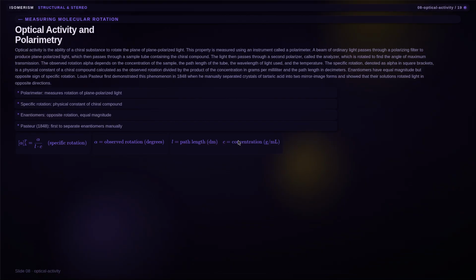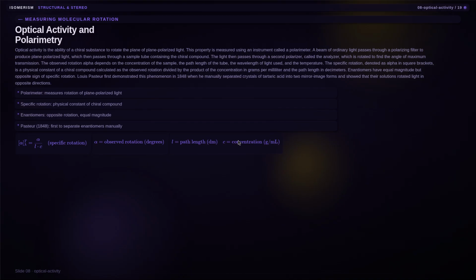A beam of ordinary light passes through a polarizing filter to produce plane-polarized light, which then passes through a sample tube containing the chiral compound. The light then passes through a second polarizer, called the analyzer, which is rotated to find the angle of maximum transmission. The specific rotation, denoted as alpha in square brackets, is a physical constant of a chiral compound, calculated as the observed rotation divided by the product of the concentration and the path length.